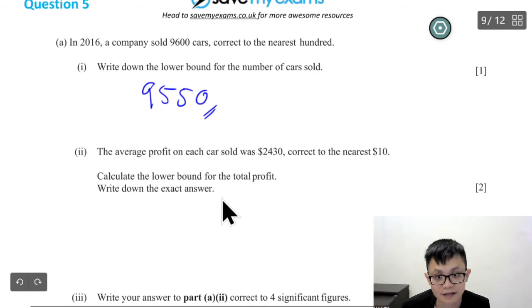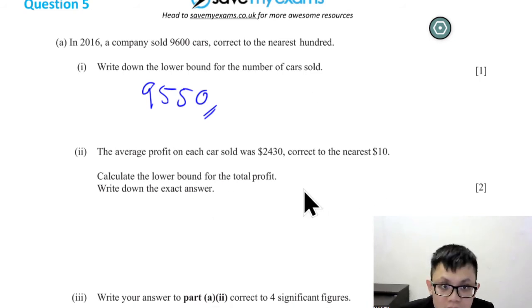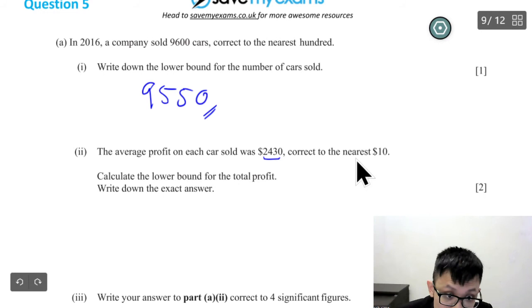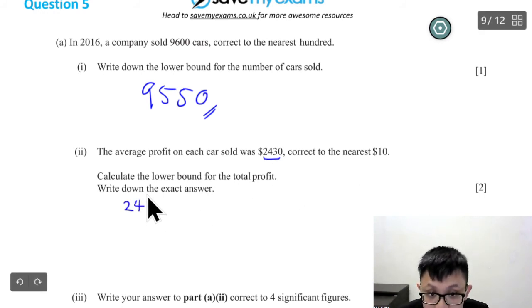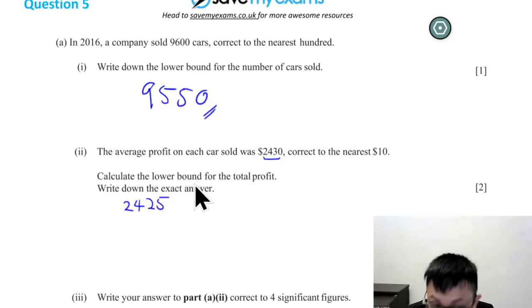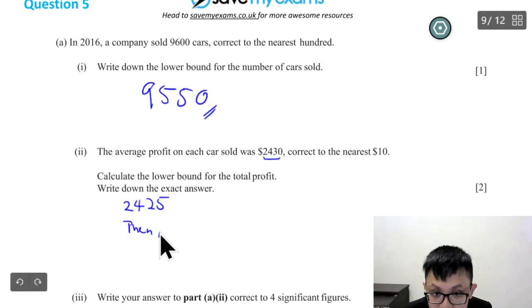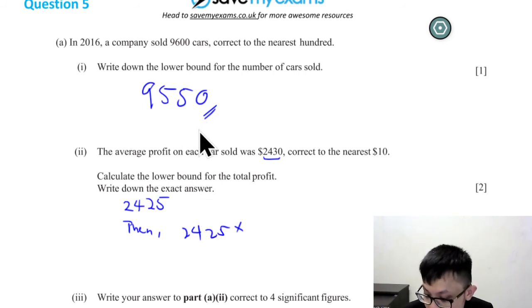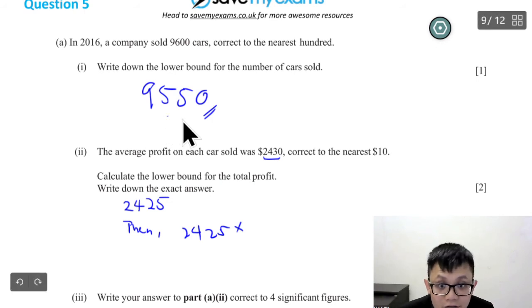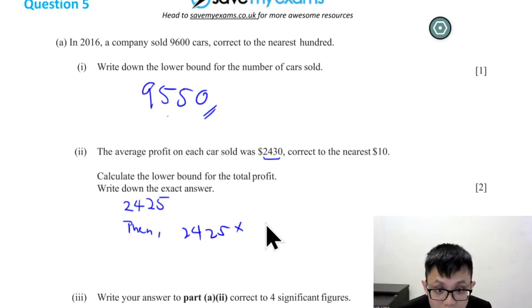Correct to the nearest 10. Okay, so the lower bound for one car will be, this one is 2430 nearest 10. So the lower bound for one car will be 2425. Correct or not? It's the lower bound. Then we just use 2425 times the number of cars sold, which is 9550. Okay, number of cars for the lower bound.